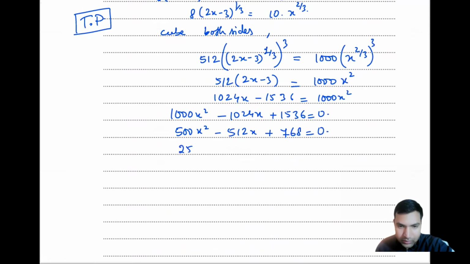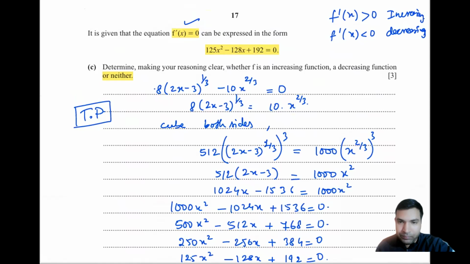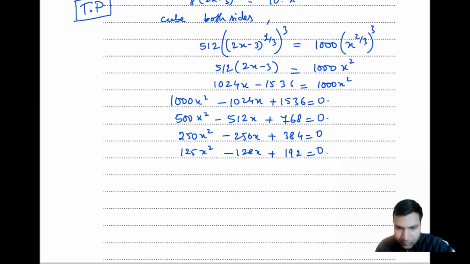Again, taking 2 common, this becomes 250x squared minus 256x plus 384 equal to 0. Again, if I take 2 common, I'll get 125x squared minus 128x plus 192 equal to 0. Right? So basically, this is what is given to us. Okay, now I need to solve this.